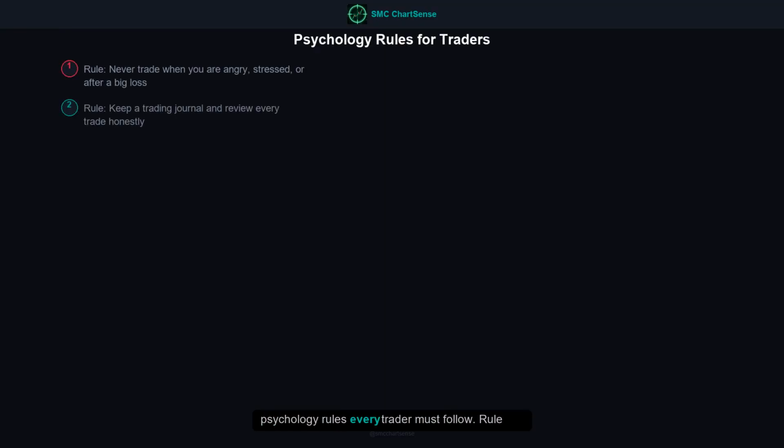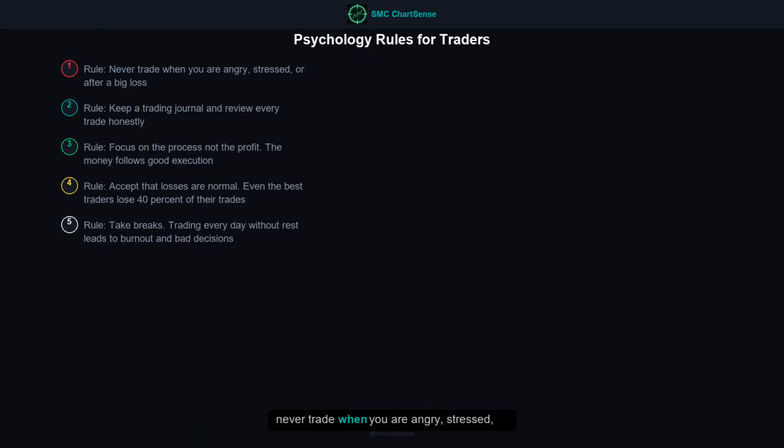5 psychology rules every trader must follow. Rule 1. Never trade when you're angry, stressed, or right after a big loss. Your judgment is compromised. Rule 2. Keep a trading journal and review every single trade honestly. This is how you improve. Rule 3. Focus on the process, not the profit. If your execution is good, the money will follow. Rule 4. Accept that losses are completely normal. Even the best traders in the world lose 40% of their trades. Rule 5. Take breaks. Trading every single day without rest leads to burnout and terrible decisions.